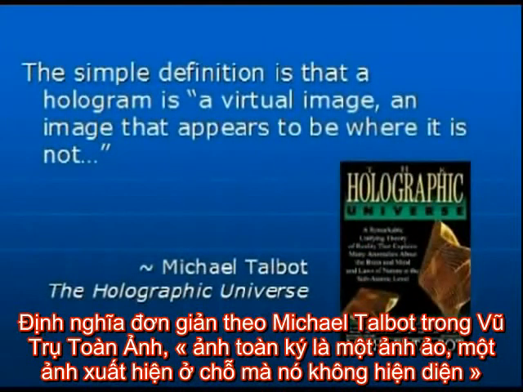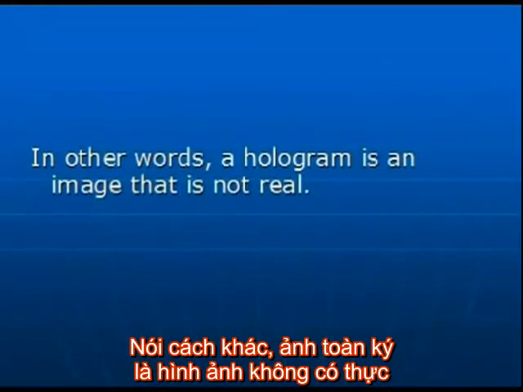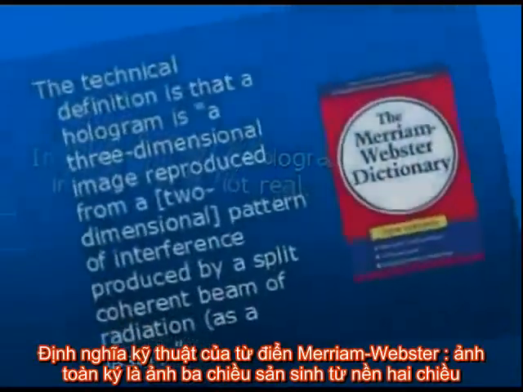So to understand the holographic universe, we have to understand what a hologram is and how it is created. The simple definition, according to Michael Talbot in The Holographic Universe, is that a hologram is a virtual image, an image that appears to be where it is not. In other words, a hologram is an image that is not real.